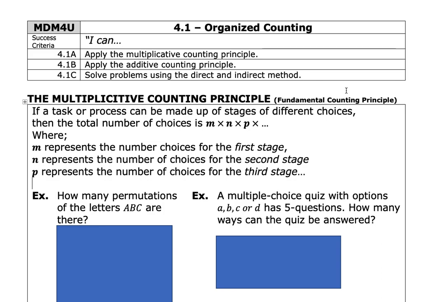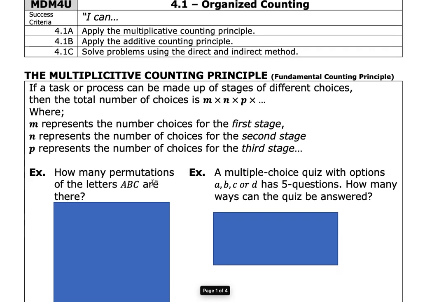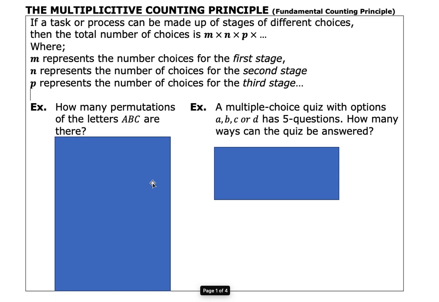So, to start with the multiplicative counting principle, sometimes referred to as the fundamental counting principle or slot method, if a task or process can be made up of stages of different choices, then the total number of choices is m times n times p and so on, where m represents the number of choices in the first stage, n represents the number of choices in the second stage, and p represents the number of choices in the third stage. So we'll look at the following example to help illustrate.